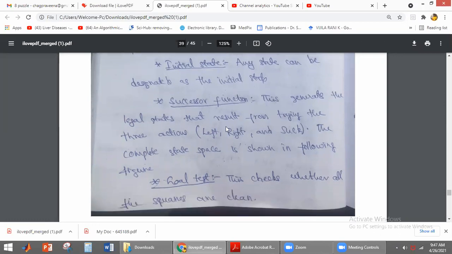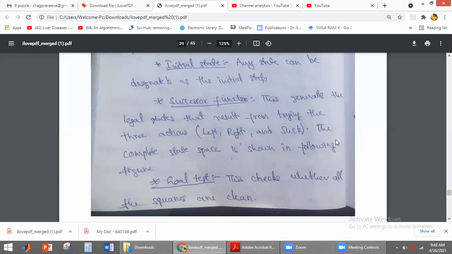Then what is the successor function? This generates the states that result from trying the actions. In the vacuum cleaning agent, what are the actions it can perform? Either it should move left, right, or suck. These are the 3 actions it will be performing. By performing any one of these actions, the environment goes from one state to another state. So what is the next state it is moving to? It is going there by performing these actions: left, right, and suck.